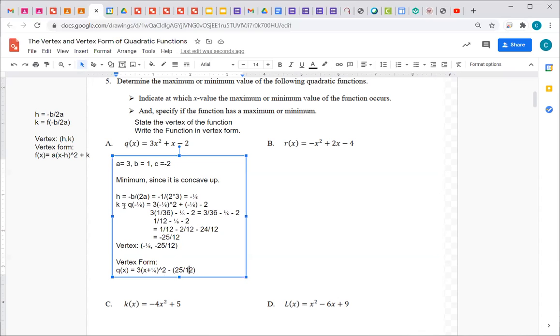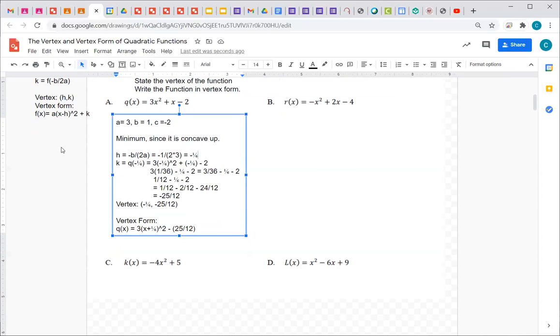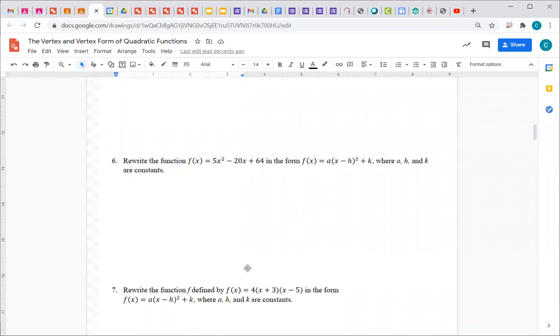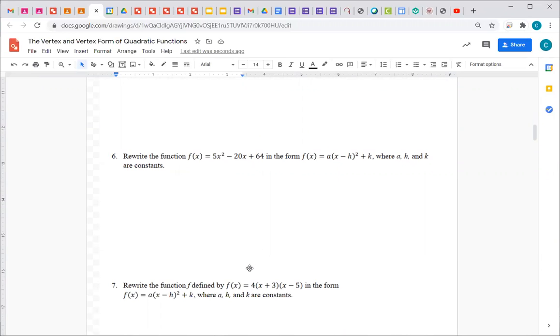I know, especially this part can be a lot of math, but please practice that. So again, for all of these, state whether it's a minimum or maximum. Find the vertex like we do here and write in vertex form. That's the same thing for these three. You're just writing in vertex form. So find the vertex first.